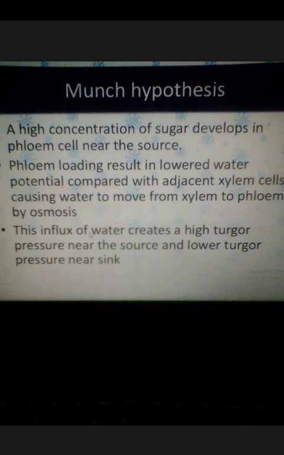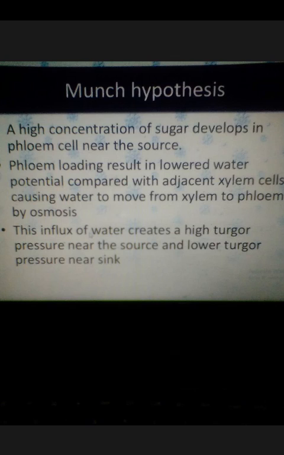Okay, next, main concept of translocation can be explained by Munch hypothesis. Okay, Munch is a scientist who has explained how this process is going on. So on the basis of his name, the hypothesis has been given. So take a look at this hypothesis. What is it? A high concentration of sugar developed in phloem cell near the source. Okay, so what will be this source?